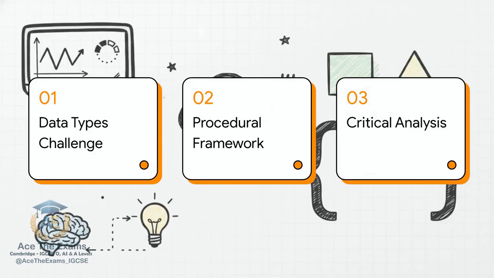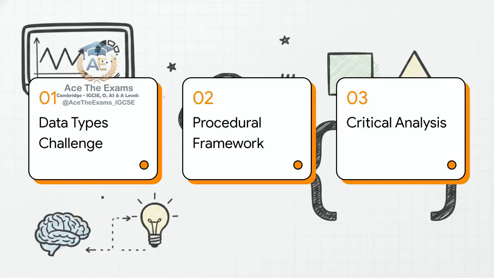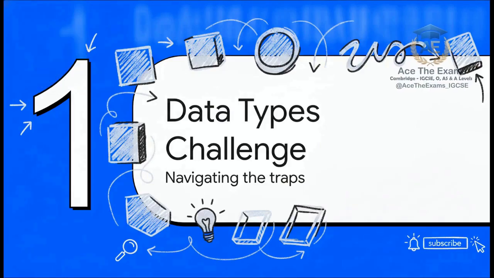Okay, let's dive into this. To get you to that top-tier A-star level, we are going to follow a very specific step-by-step roadmap today. First, we will tackle the data types challenge, looking at the common pitfalls. Second, we will introduce the procedural framework, your ultimate success blueprint. And third, we will cover critical analysis and evaluation to push your grade to the absolute maximum. Let's jump right into our first major hurdle. Section 1, the data types challenge. We need to navigate the traps that are catching everyone else out.